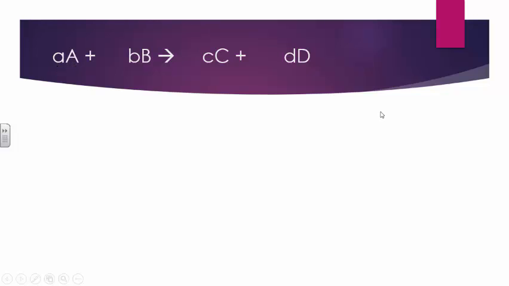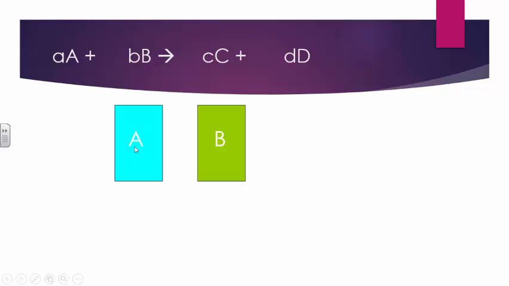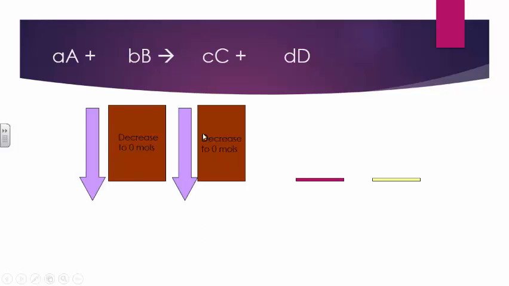letters are your compounds. And if we start with some amount of A and some amount of B, we're actually going to start with 0 amounts of C and D. We haven't produced anything yet. We haven't yet mixed our reactants together. So we're going to start with 0 of those. So what happens is, as A and B react together, their amounts are going to decrease until they both get to 0 amount of moles. They're going to be all used up.